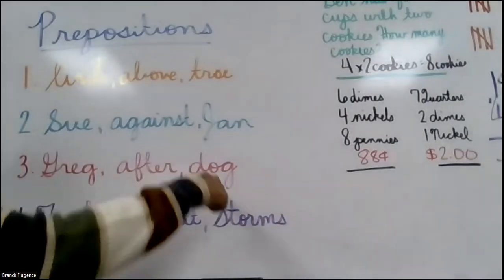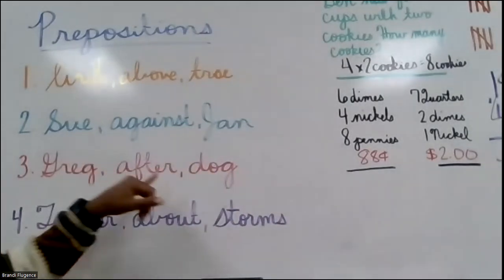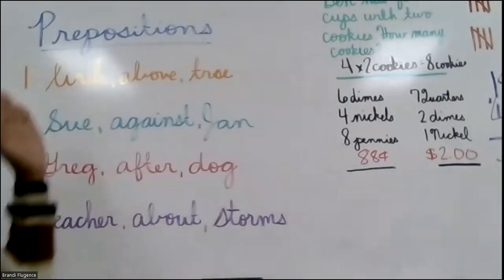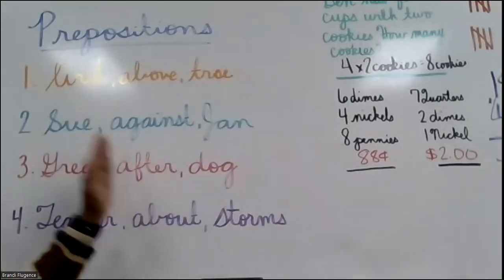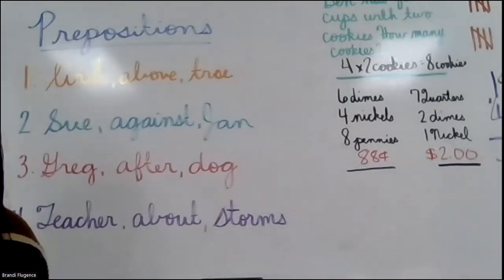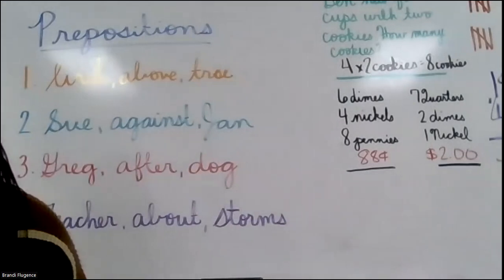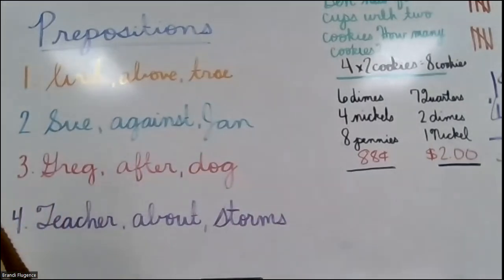Greg, after, and dog. Let's connect the noun Greg using the preposition after to dog. Write it on your paper. That's what you're doing.